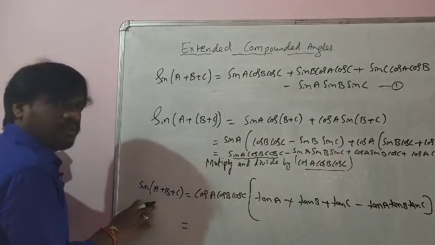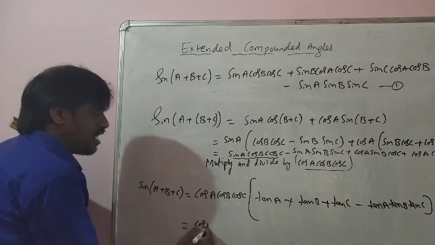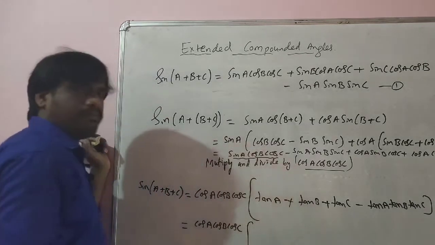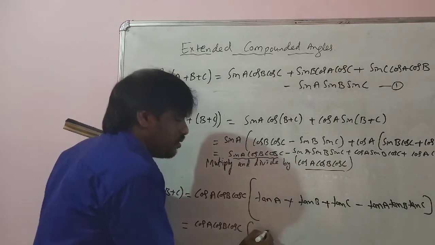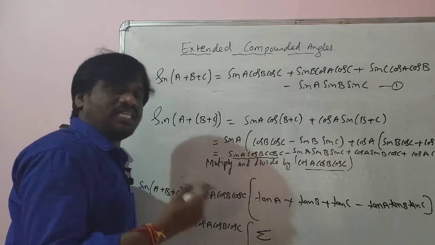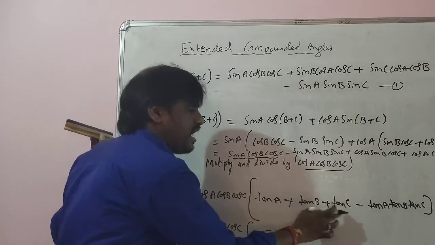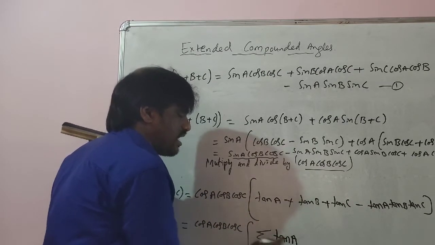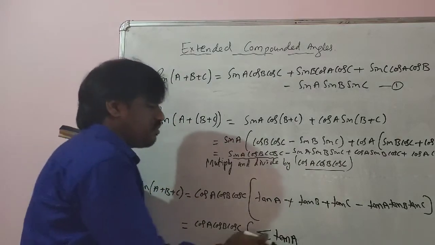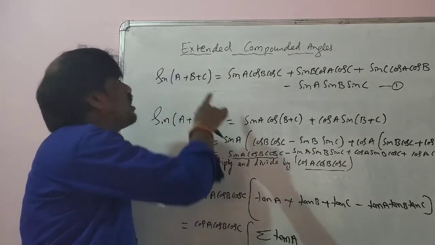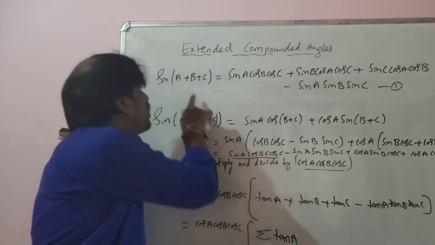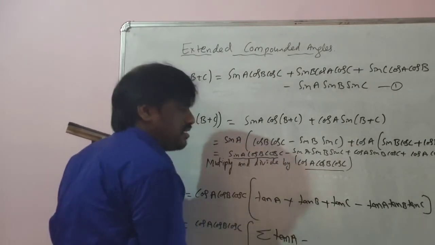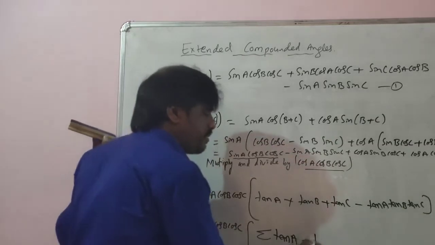So the value of sin of a plus b plus c is nothing but cos a into cos b into cos c, and I can write this in a mathematical symbol using sigma. Sigma shows the addition of these terms. Here you have a, b, and c, so for whatever variables are there. We can write sigma tan a, which means tan a plus tan b plus tan c. We are talking about three things here. So sigma tan a means tan a plus tan b plus tan c, minus, and this product in mathematics we represent by pi.